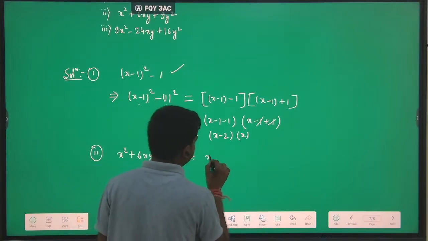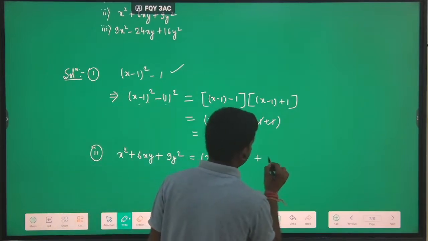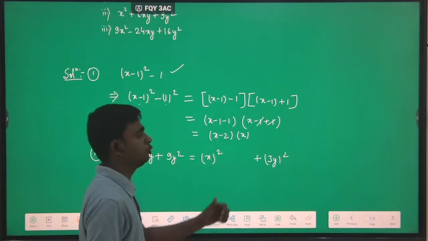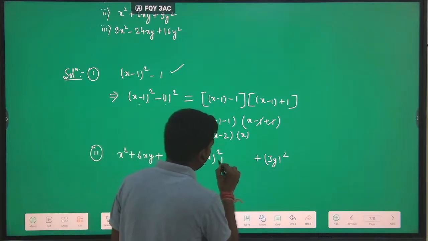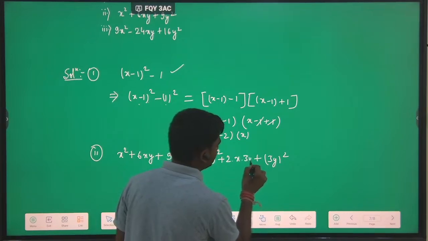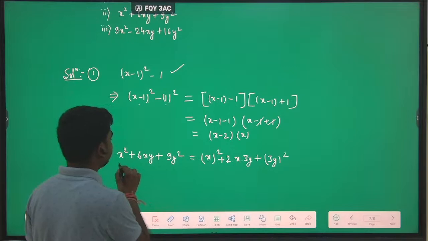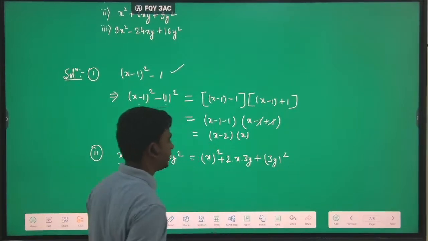This x square is x to the power 2. This 9y square is 3y to the power 2. 3 into 3 is 9, y into y is y square. And this 6xy is 2 into our a is x, our b is 3y. So 2 into 3 is 6, x into y is xy. So we are getting this as x square plus 2x into 3y plus 3y square.